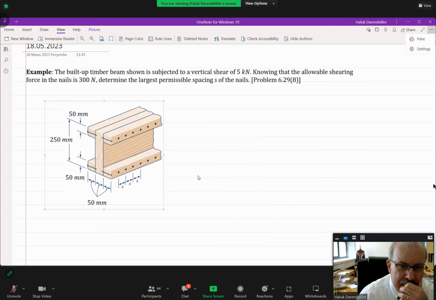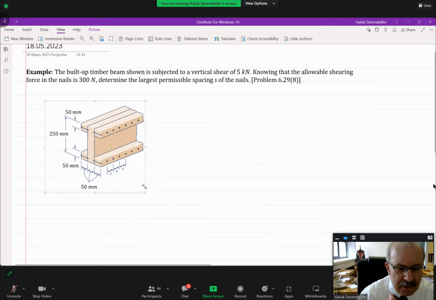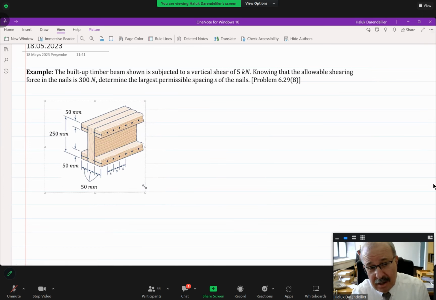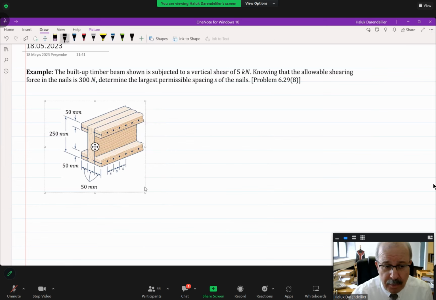The built-up timber beam shown is subject to a vertical shear of 5 kilonewtons, and knowing that the allowed shearing force in the nails is 300 Newton, determine the largest permissible spacing s. Remember, we solved a similar problem previously, but there the surfaces connecting the pieces were perpendicular. But now here there is a vertical plane, which is not parallel to the neutral axis.